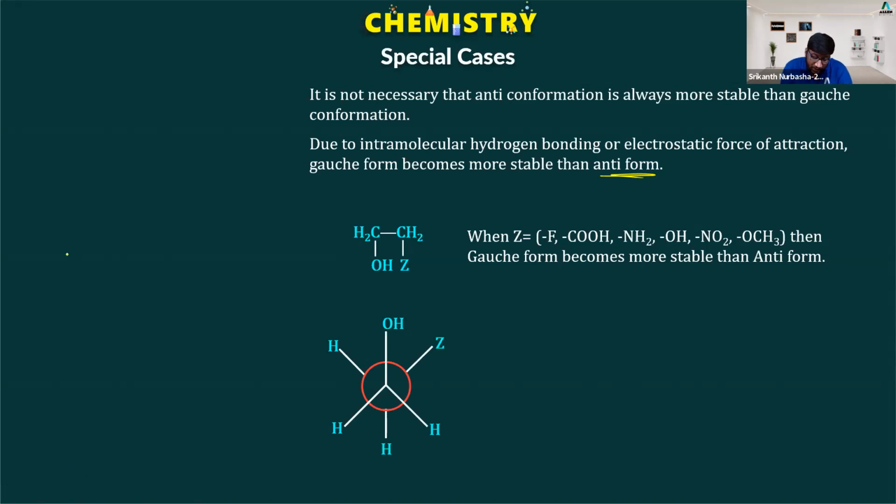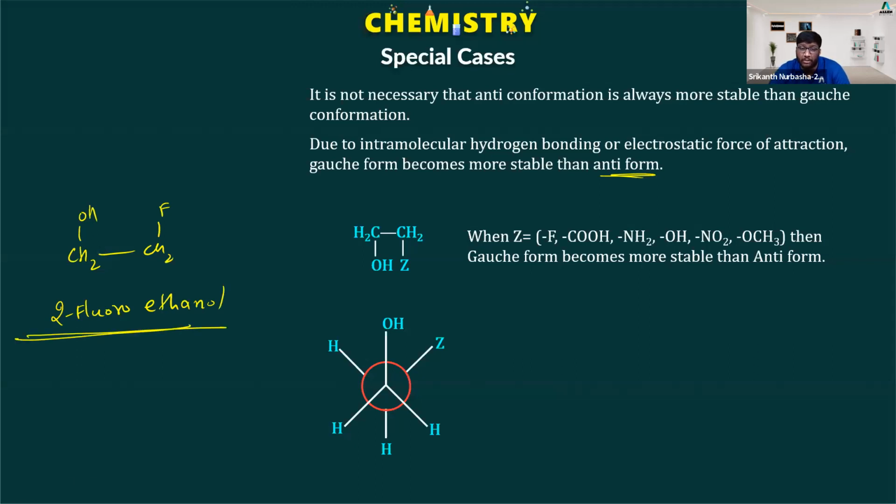So in this case, we can consider the molecule CH2OH, CH2F. What is this called? 2-fluoroethanol. If you consider 2-fluoroethanol, which conformer is more stable? In 2-fluoroethanol, the gauge conformer is the most stable. Why? Due to intramolecular hydrogen bonding.